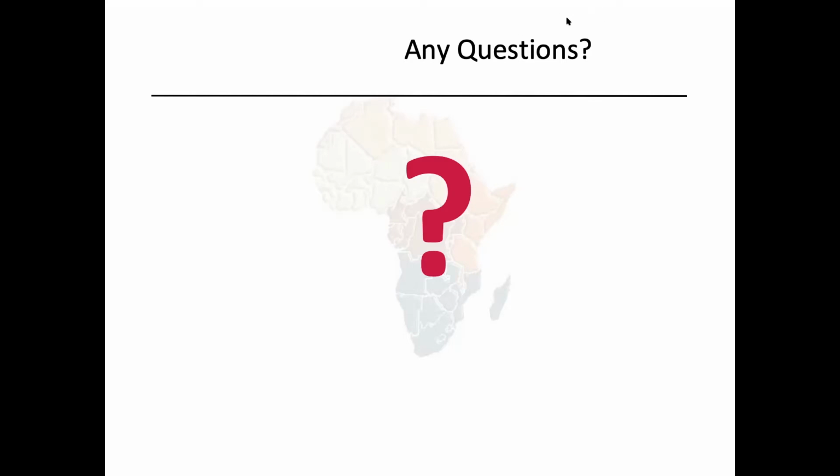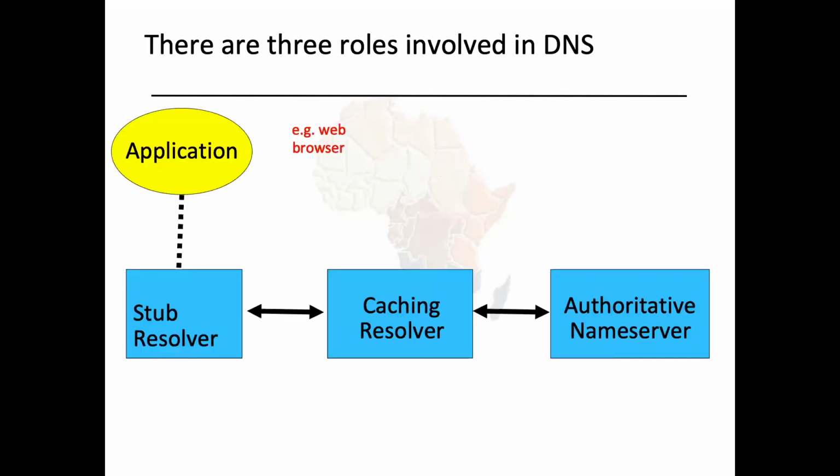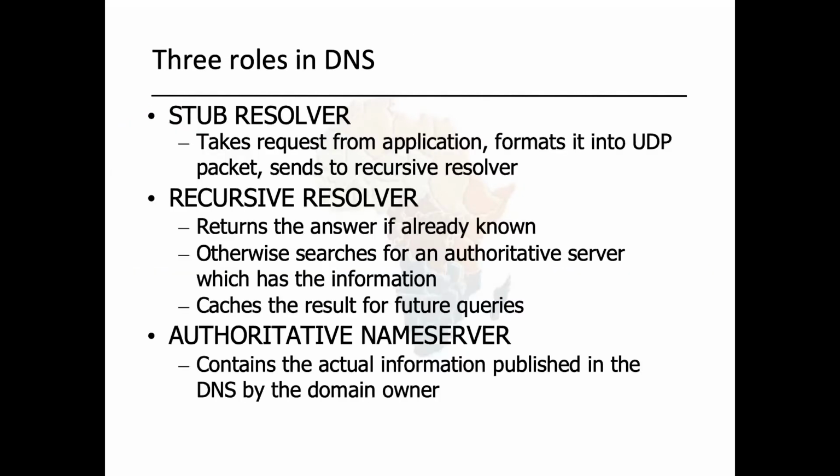Thanks, everyone. Okay, so let's go through the different roles in DNS. When it comes to DNS, there are three main roles. The first role is called a stub resolver. The second role is called a caching resolver. And the third one is called an authoritative name server. Now, these three roles in DNS are played by different parts of the internet system, but also your computer.